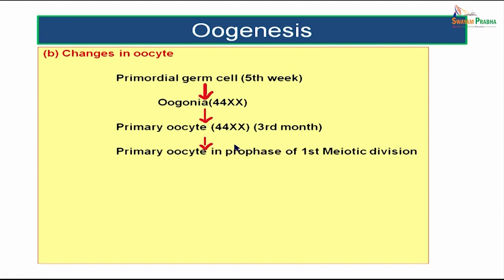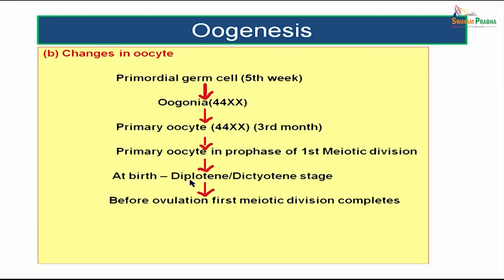After that, you have the primary oocyte in prophase, because the first meiotic division is not completed before birth. So the primary oocyte is arrested in the prophase of the first meiotic division. At the time of birth, we have the primary oocyte arrested in the prophase of first meiotic division, and if you want to say it more precisely, it is the diplotene or dictyotene stage of prophase 1. And before ovulation, after the child attains puberty, she will have regular ovarian cycles. So just before ovulation, the first meiotic division will be completed, and there will be the release of the secondary oocyte.